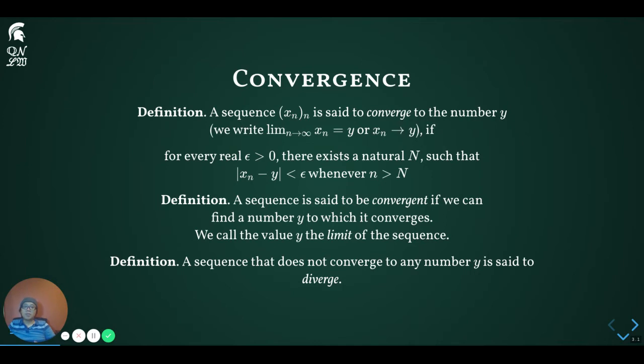Next, we give some commonly used terminology. We use the word convergent as an adjective to refer to a sequence that converges to some number, but suppressing the number to which it converges. And if we want to talk about a number to which the sequence converges, we refer to it as the limit of the sequence. Finally, if a sequence is such that we cannot find any number to which it converges, then we say that the sequence diverges.